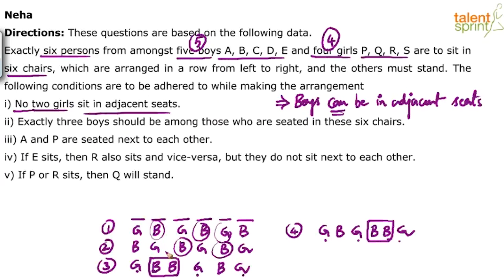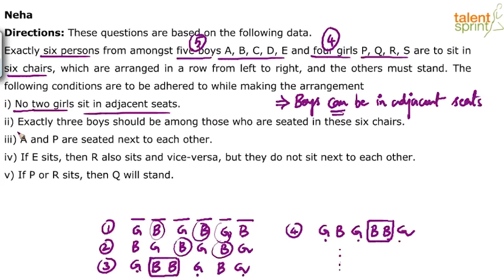So I'm stressing on the point that, never jump to a conclusion that the girls and boys have to come in alternate positions. No, need not be, right? There can be other ways of doing it, like we have seen here, right? And maybe there are more cases. Let's not think too much about it, but the point is girls should never be together.